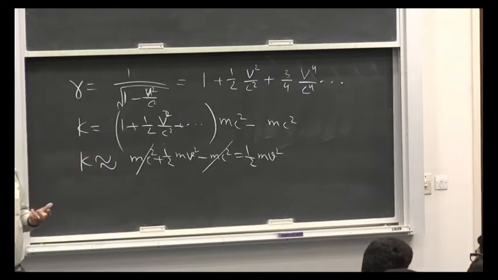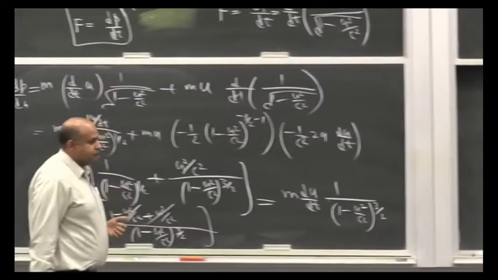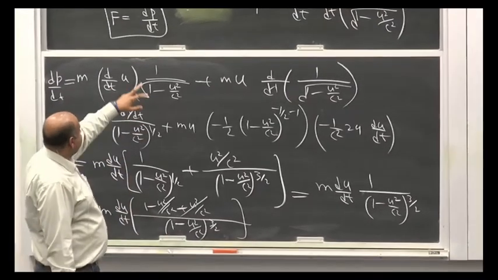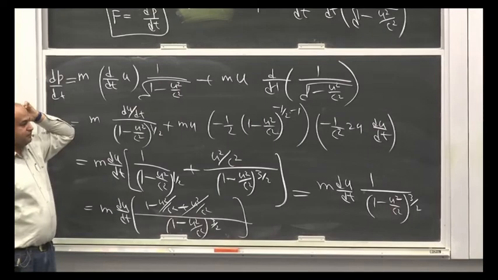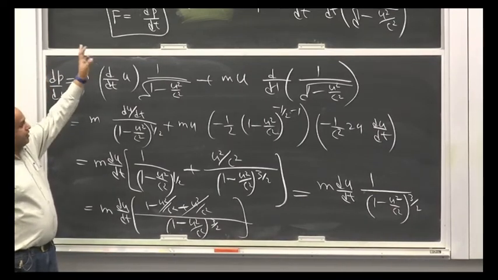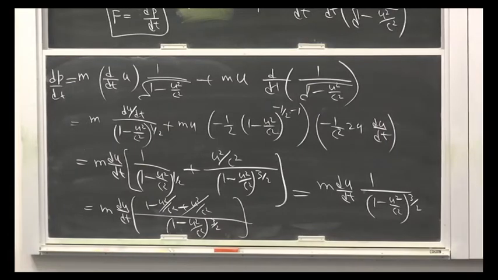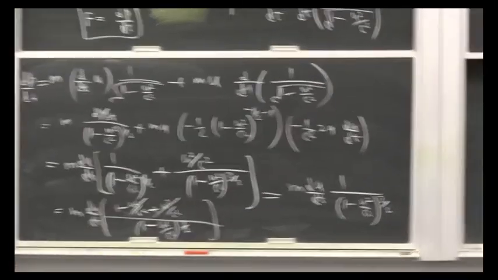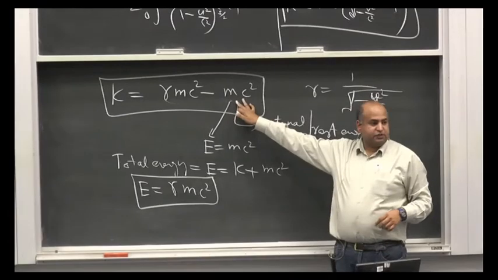The half mv squared, no, this classical one, where did it come from? Look at this: the basic thing comes from the definition of momentum. If you take mass and velocity, you will end up with the kinetic formula half mv squared. If you take gamma mv, you end up with the general formula, gamma mc squared minus mc squared.